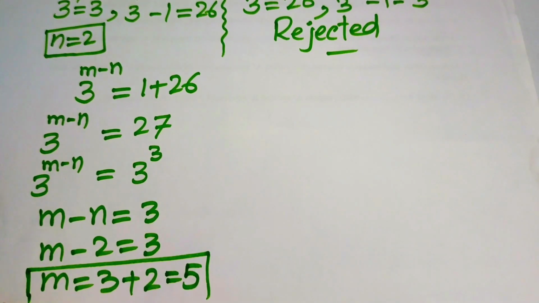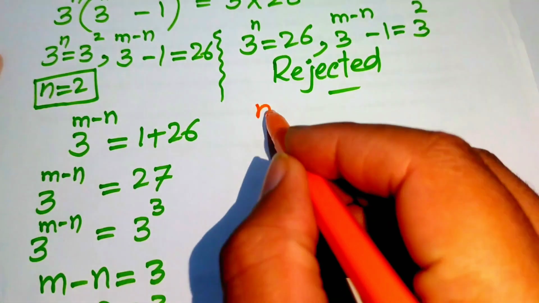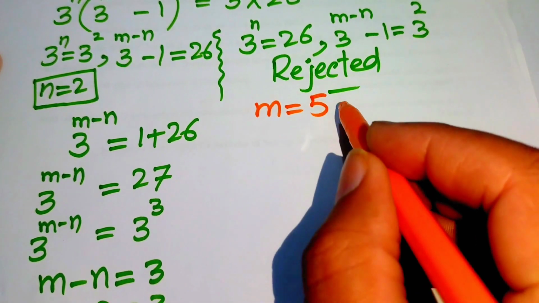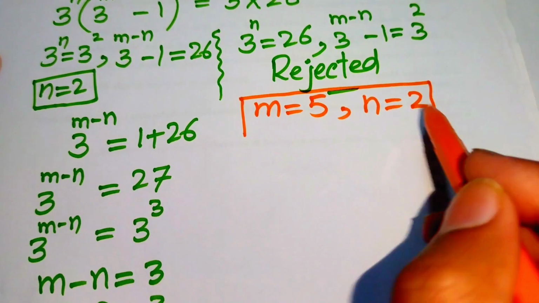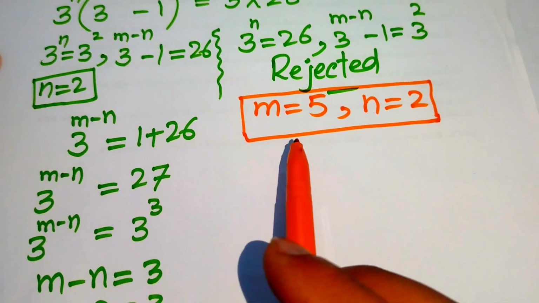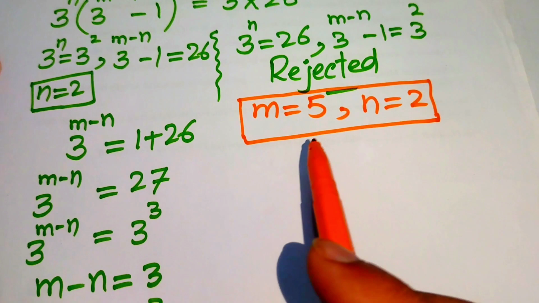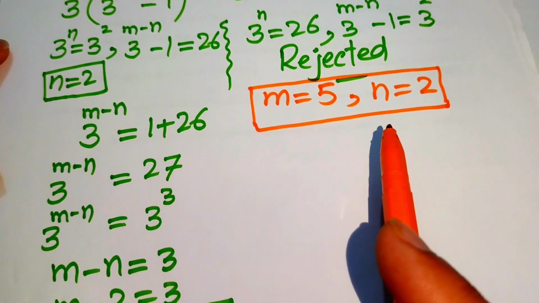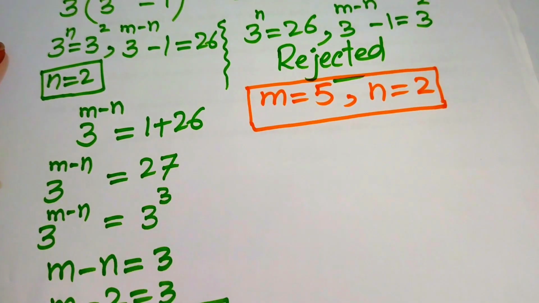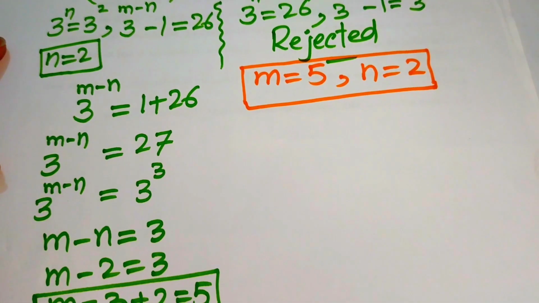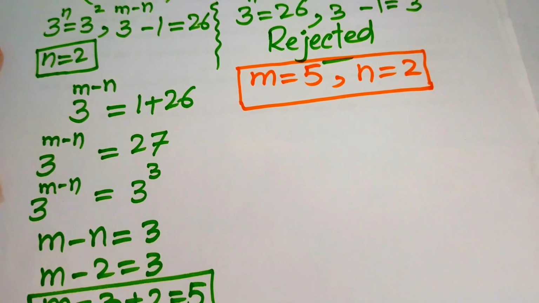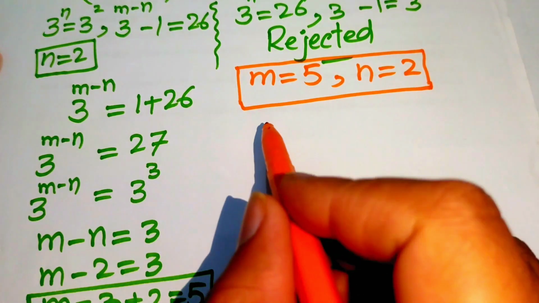So finally we have the values of m and n, and we write them here: m equals 5 and n equals 2. Now you check both values. Both values are positive integers, and m is greater than n, so the given conditions must be satisfied. Now we check whether these values satisfy the given question statement or not. So here we copy down the given question statement.